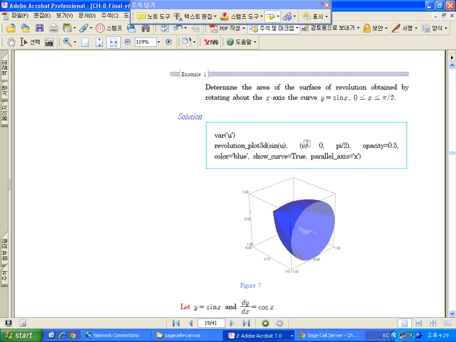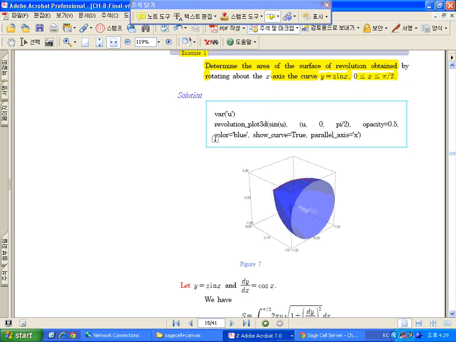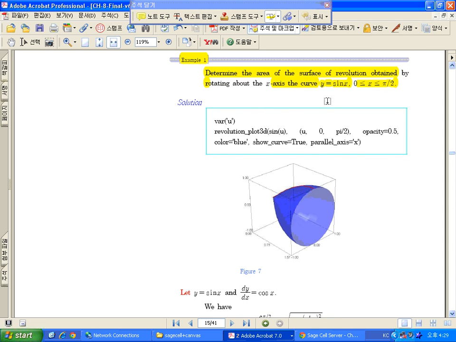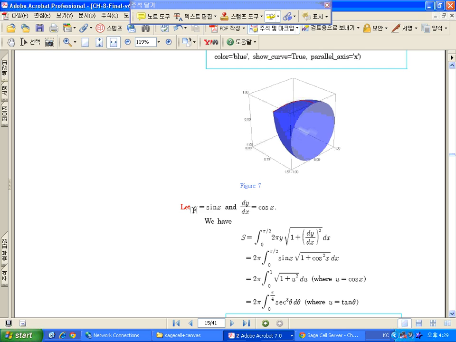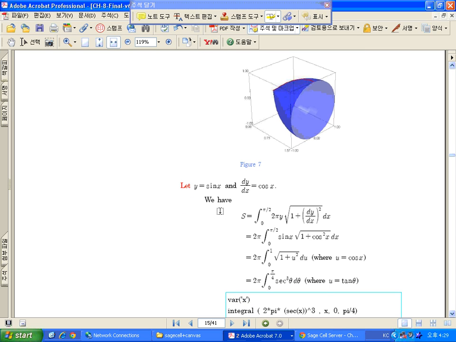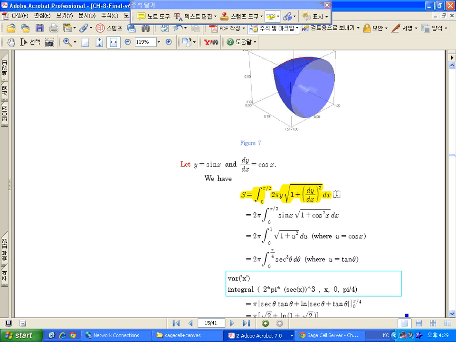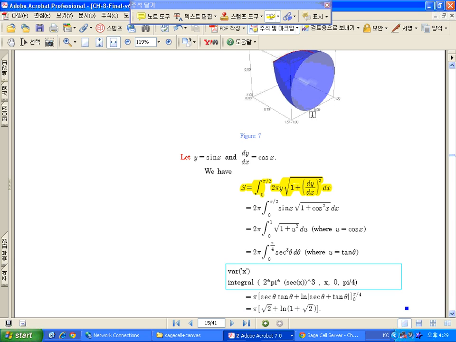Example 1: Determine the area of the surface of revolution obtained by rotating about the x-axis the curve y equals sine x, when x is between 0 and π over 2. Here, when you have the sine of x, the rotation of that function about the x-axis can be drawn in this way, and then we use the formula to find the answer like this.